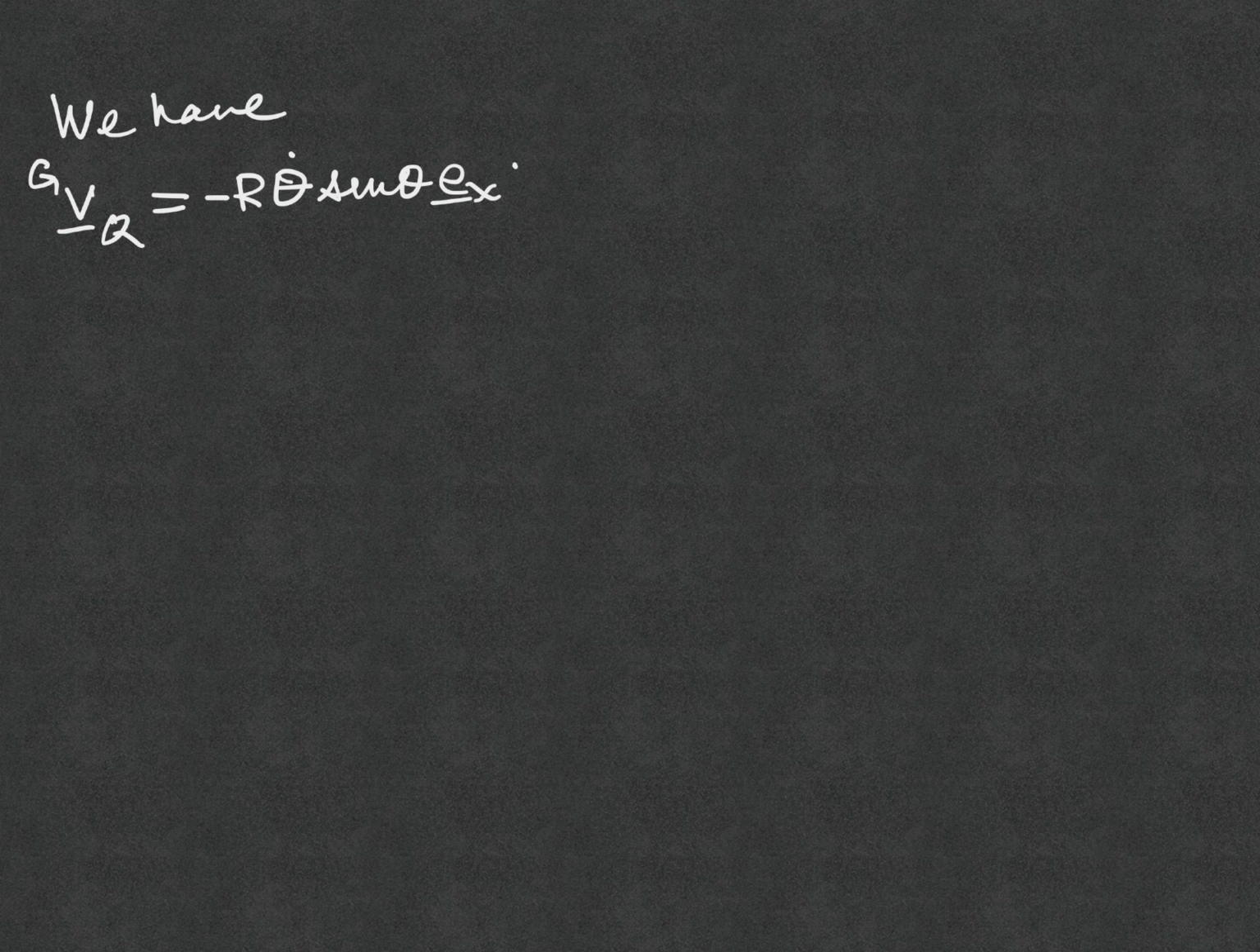So we have that the velocity of point Q as viewed by an observer fixed to the ground is equal to minus R theta dot sine theta eX plus R theta dot cosine theta eY. And that's when we used the basis that was fixed to the ground. But when we use the basis that's fixed to the disk, we get R theta dot u theta.